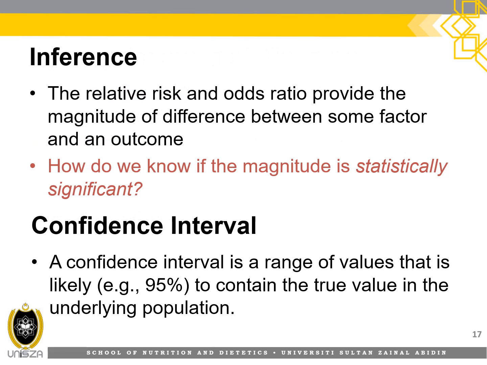The inference in measures of association: the relative risk and odds ratio provide the magnitude of difference between some factor and an outcome. But how do we know if the magnitude is statistically significant? Before we move to that, we must understand that a confidence interval is a range of values that is likely, for example 95%, to contain the true value in the underlying population.